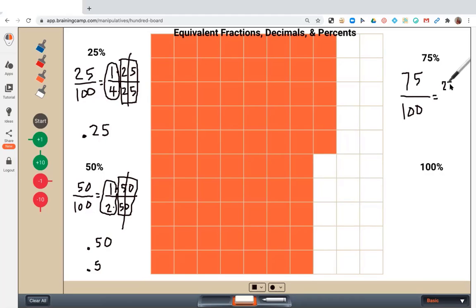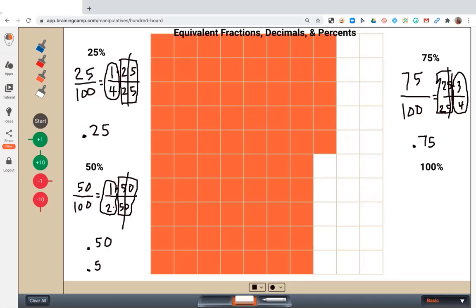75 cents is 3 quarters, and $1 is 4 quarters. So when I cancel out this copycat quantity of 1, 25 over 25, we're left with the simplest form, 3/4. So 3/4 is the same as 75%. And how do I write that as a decimal? 0.75.